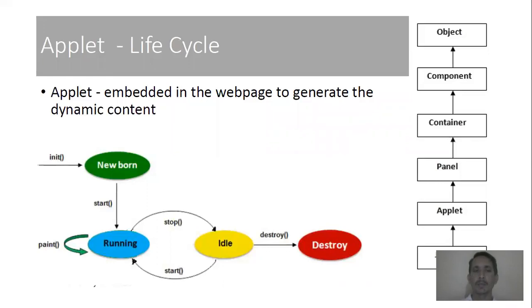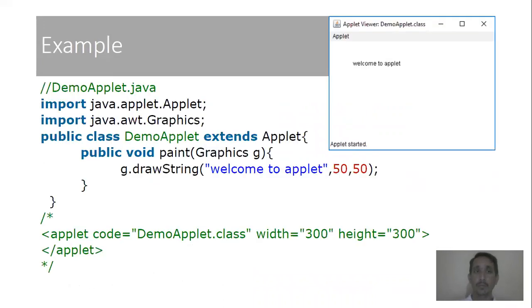Applet life cycle, right? The four main methods: init, start, stop, and destroy. Init and destroy are executed only once. Init when we create the applet, destroy when the applet is destroyed. Start and stop depend on the activation of the window. The paint method is executed every time we display our window in the applet.